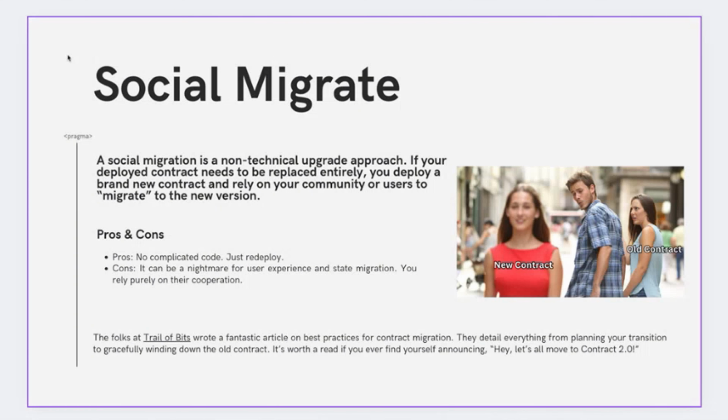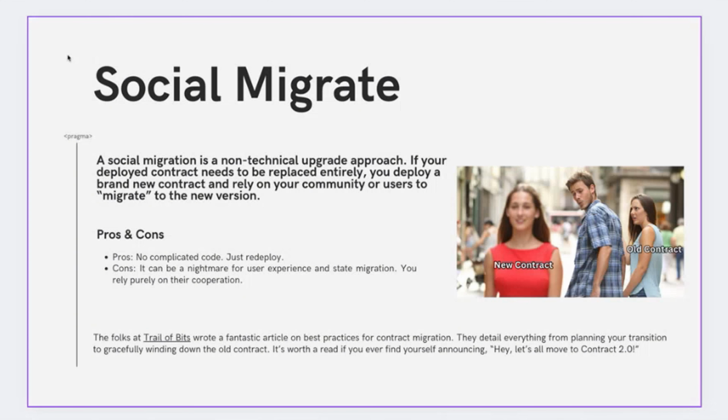It's a non-technical upgrade approach. It allows basically the dev team, the protocol team, to completely change the contract with which you need to interact, but it requires complete engagement and collaboration with your community, because you have to involve your community to switch. You need to involve your developers to point to the new contract. Out of the pros of this, it's obviously no complicated code for handling upgradability, just redeploy. But the key nightmare to this, obviously, is the user experience.